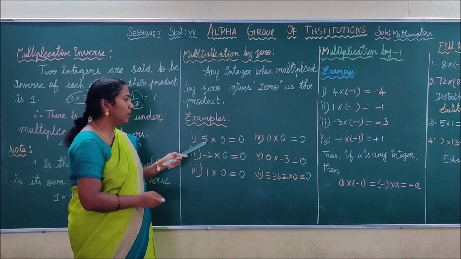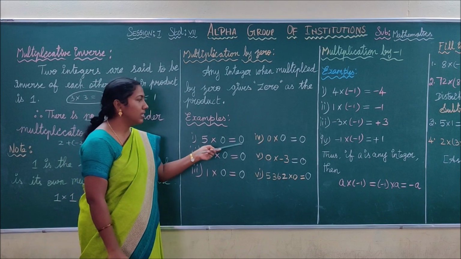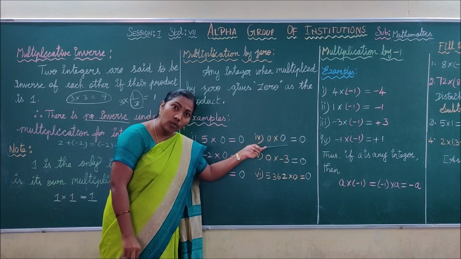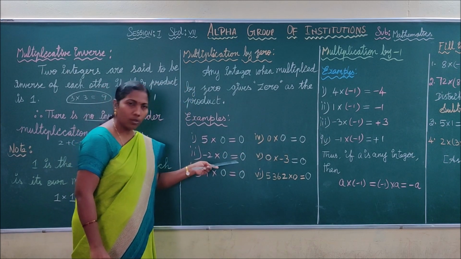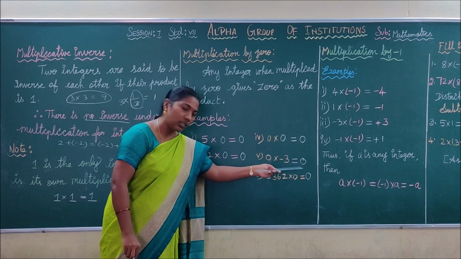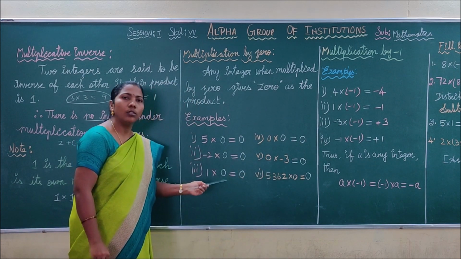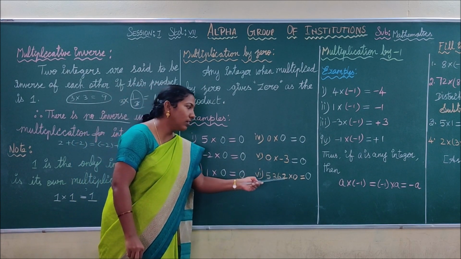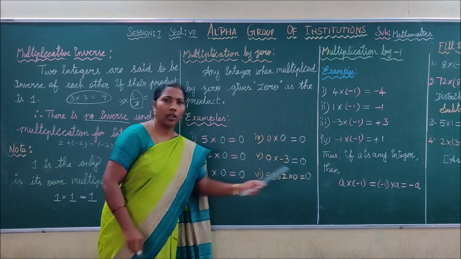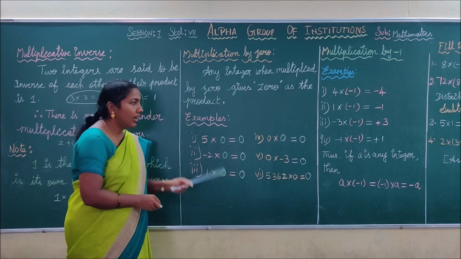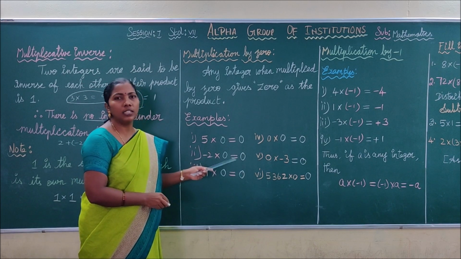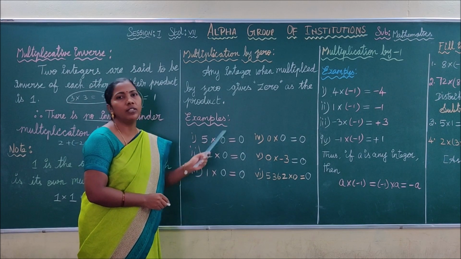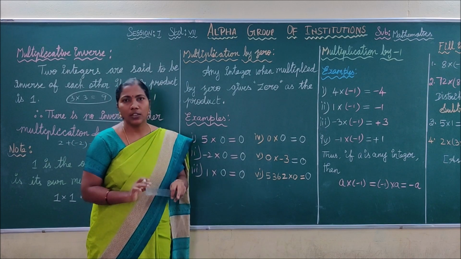Okay, see this example. 5 into 0, the answer is 0. 0 into 0, it is also 0. Minus 2 into 0, 0. 0 into minus 3, 0. 1 into 0, 0. 5362 into 0, 0 only. Okay, it's clear, children. Again and again I am repeating this. Everyone has to remember this. If you multiply any number with 0, the answer is 0 only.